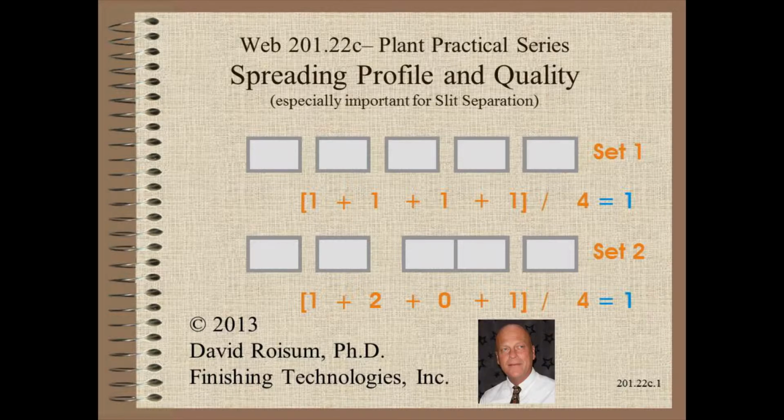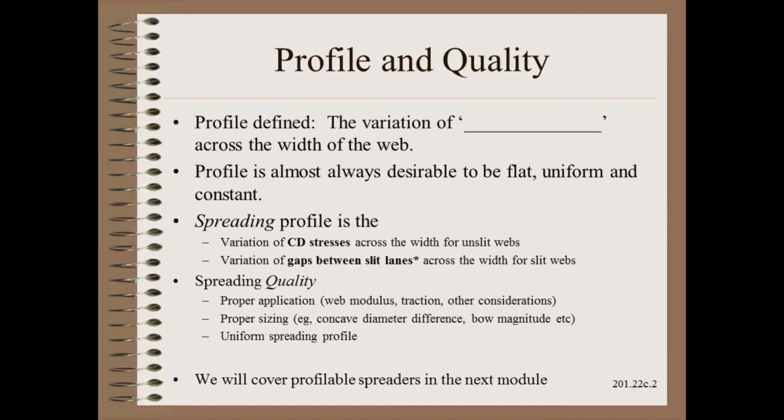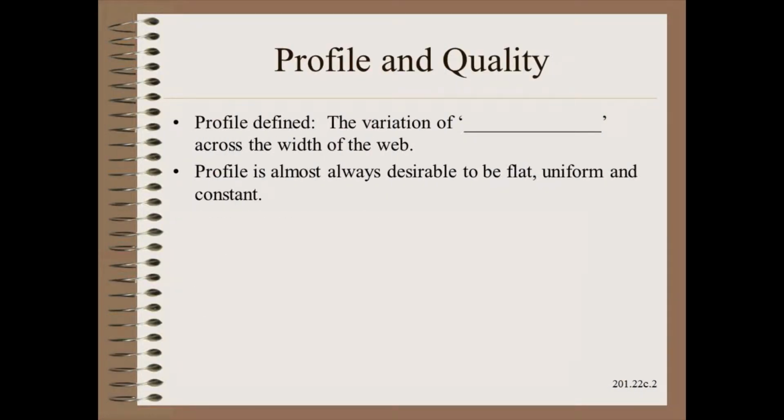In this video, we discuss spreading profile that is vital for spreading quality, especially for after-slitter spreaders. The word profile is a most useful and flexible word. It means the variation of something across the width. Almost always flat, uniform, and constant is way better than any other shape.